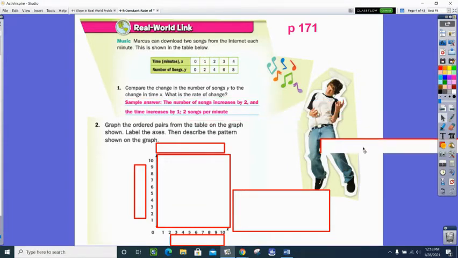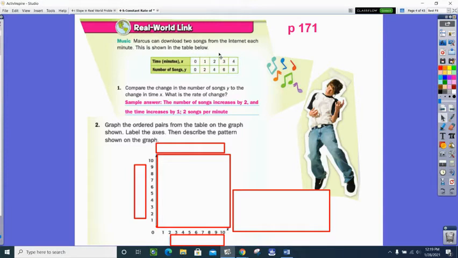So basically the number of songs is increasing by 2 for every time increase of 1 minute. So 2 minus 0, so 2 songs, over 1 minus 0, it took a minute. Did that rate stay constant? Well, 4 minus 2 is 2 songs in the next 2 minus 1, 1 minute. Did the internet slow down, speed up? Let's take a look. 6 minus 4 is 2, over 3 minus 2, still 2 songs in 1 minute.